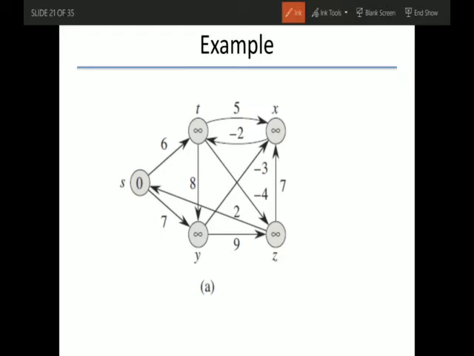Now what the algorithm does is progressively relax all the edges, and it does this n number of times, where n is the number of vertices. So up to the number of vertices, in each iteration it tries to relax all the edges.